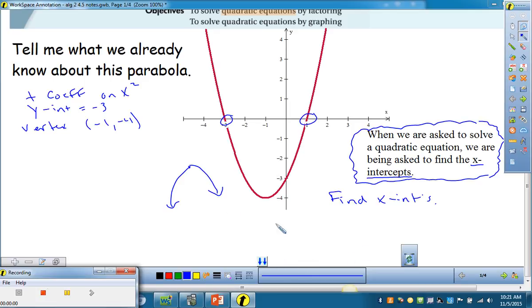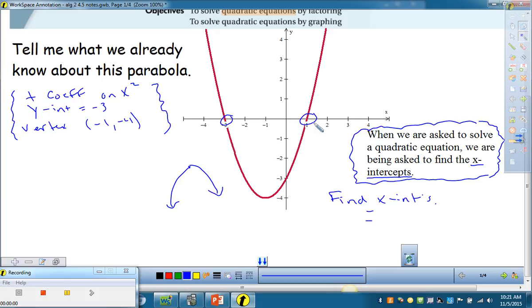So section 4.5, we're looking at this parabola, finding the important points, the things that we've already talked about, like the coefficient of x squared, the y-intercept, and the vertex. And we just talked about the fact that when you're asked to solve a quadratic equation, you're being asked to find the x-intercept. I want you also to recognize some other terms for x-intercept.